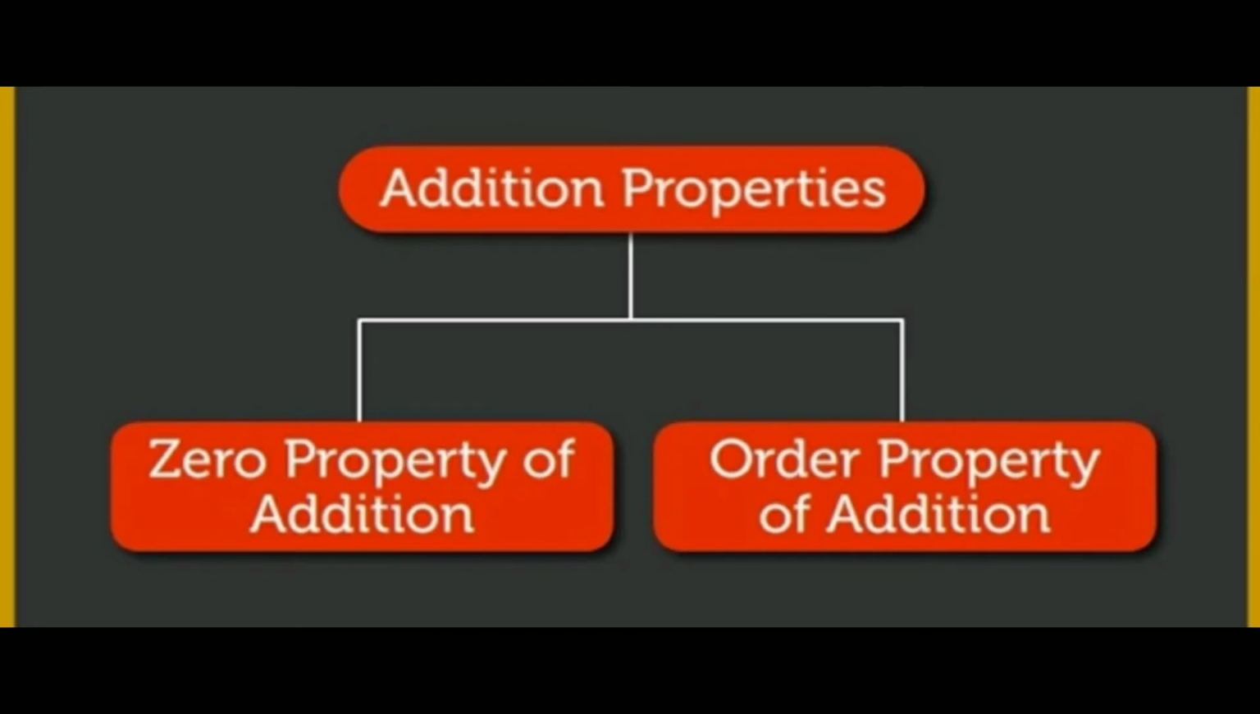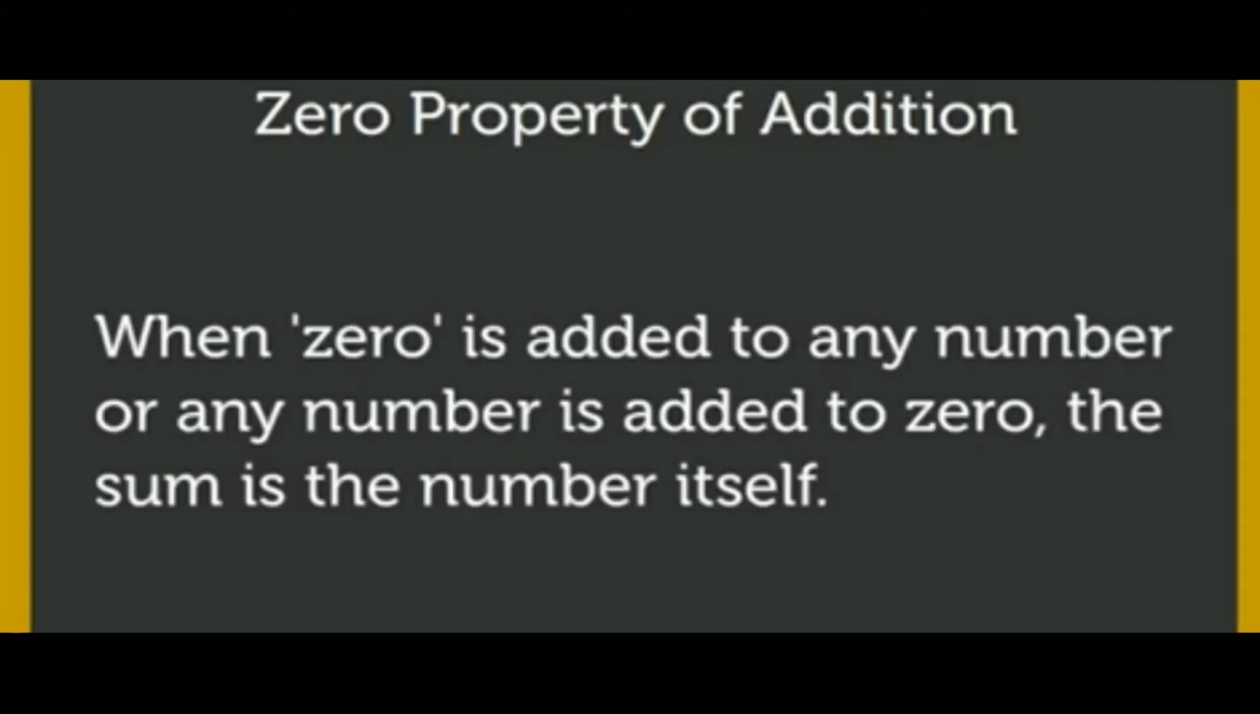Addition properties. There are two addition properties. One is the zero property of addition and another one is the order property of addition. The zero property of addition is nothing but when 0 is added to any number or when any number is added to 0, we get the same number as the sum.